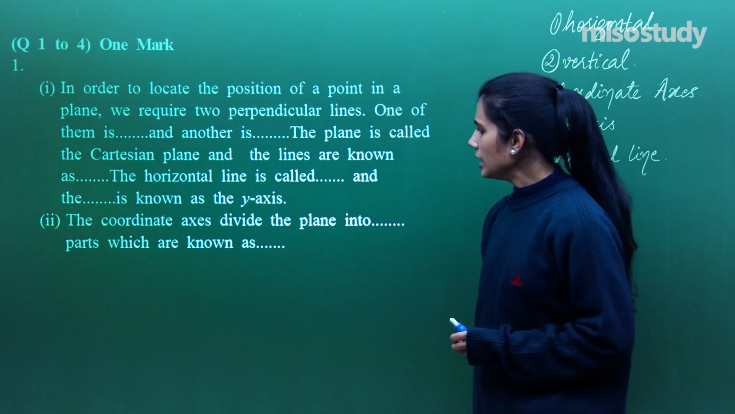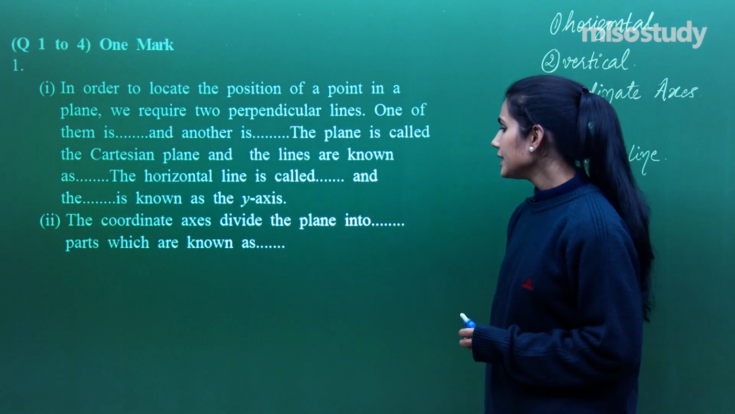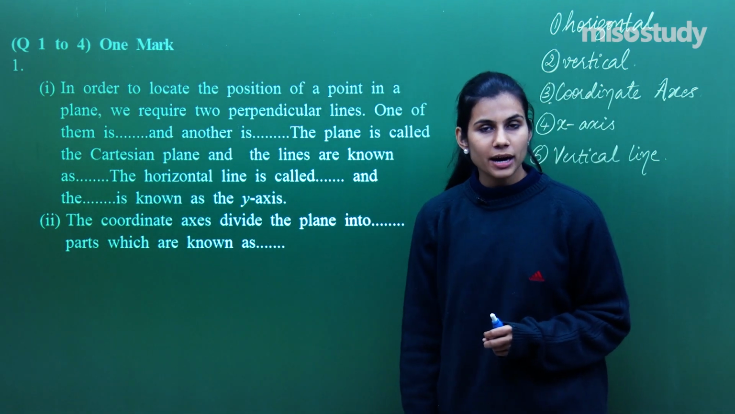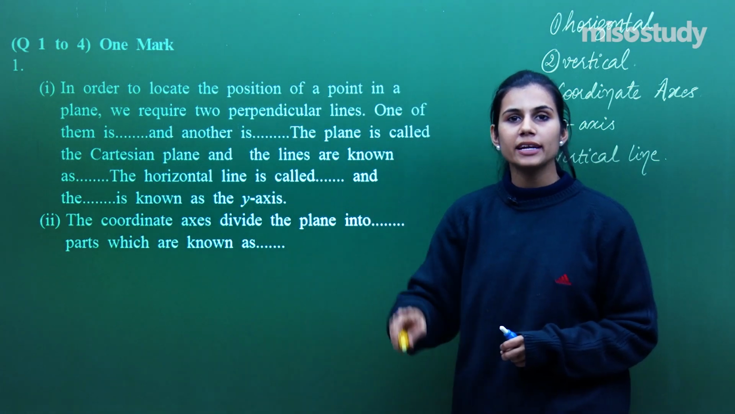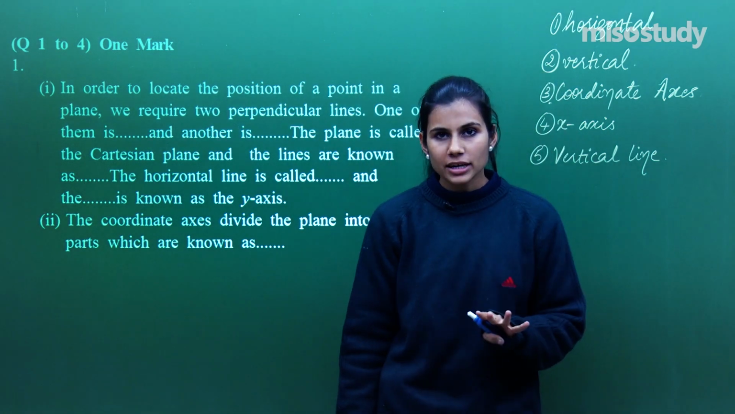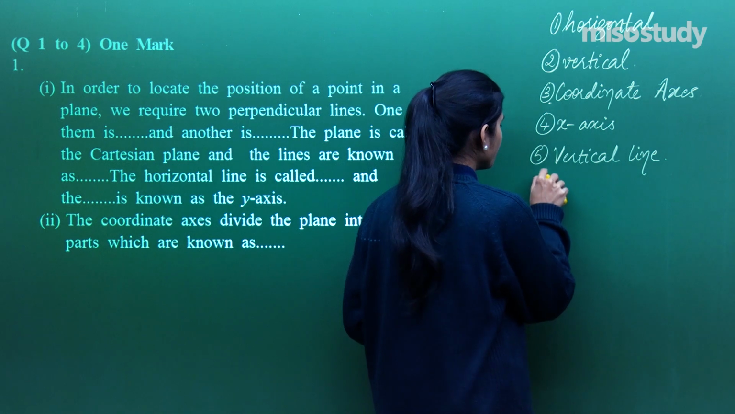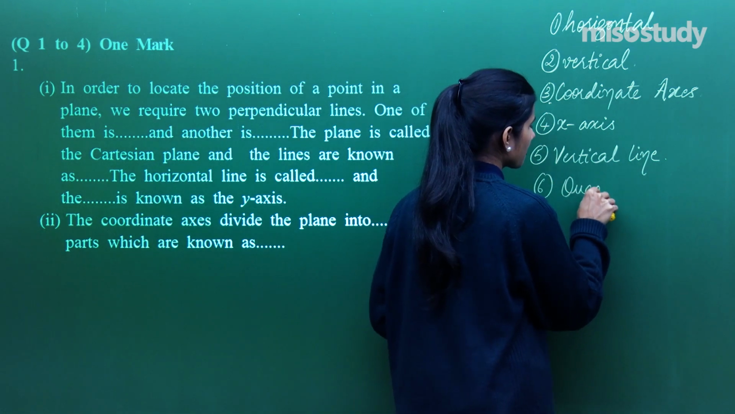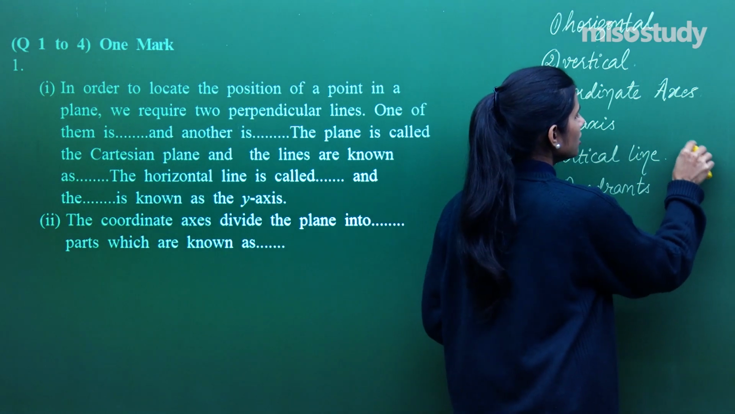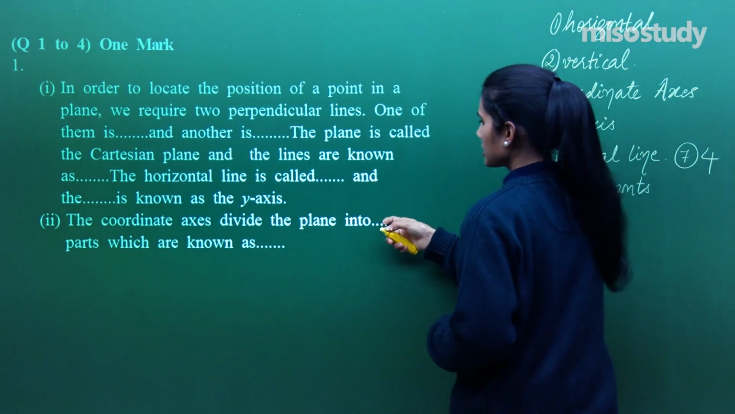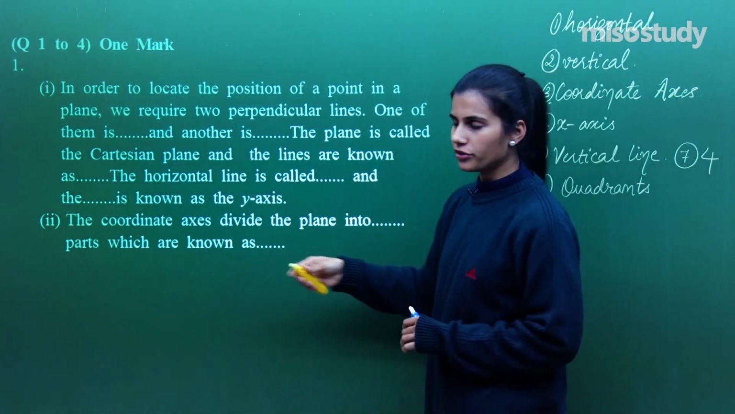Clear? The coordinate axis divides the entire plane into how many parts? Well, you have one line like this, one line like this. The entire plane is divided into 4 equal compartments known as quadrants.